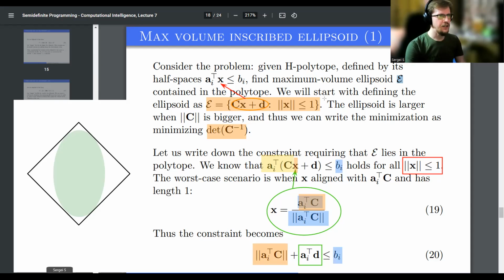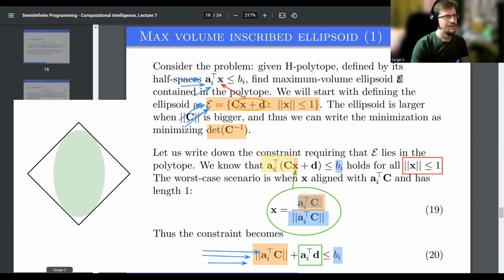Okay, so this is how we get to this expression here from those two expressions, from this and from this. From the definition of an ellipsoid and the definition of a polytope, we get this expression. And this expression allows us to, again, solve the problem for the maximum ellipsoid. Again, notice that the matrix is under the norm.